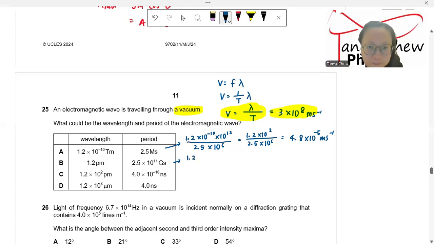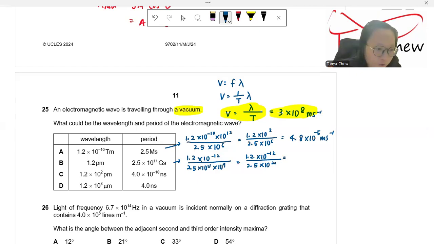1.2 picometer, pico is 10 to the power negative 12, and then divided by 2.5 times 10 to the power 11, giga is 10 to the power 9. So this one will become 1.2 times 10 to the power negative 12 over 2.5 times 10 to the power of 11 plus 9, 20. So you end up getting 4.8 times 10 to the power negative 33 meters per second. It is also not the answer.